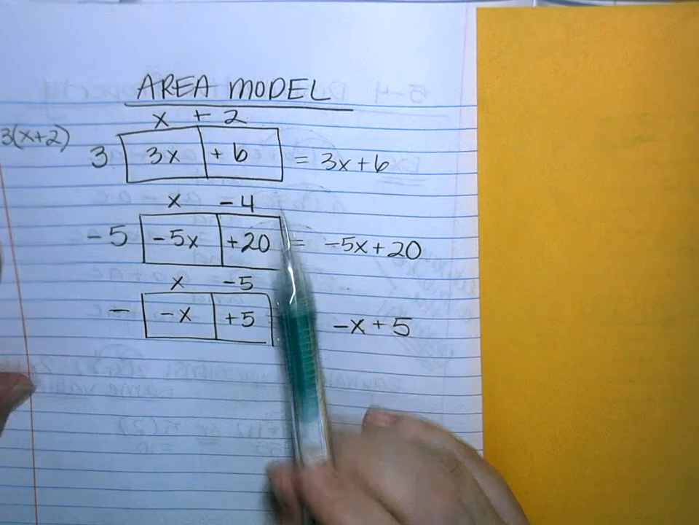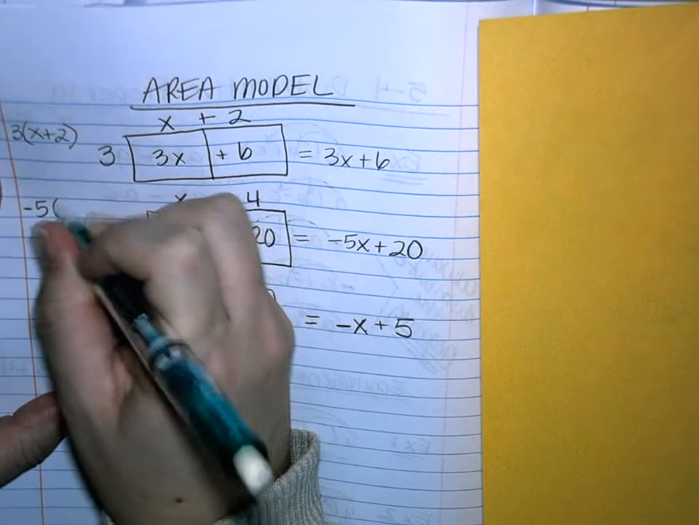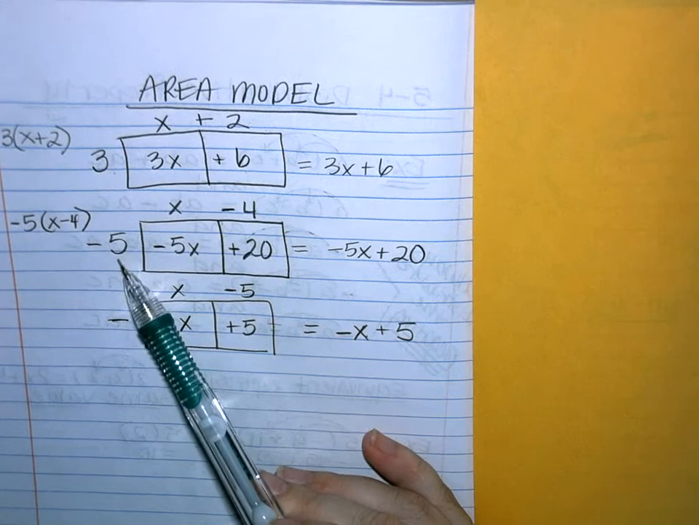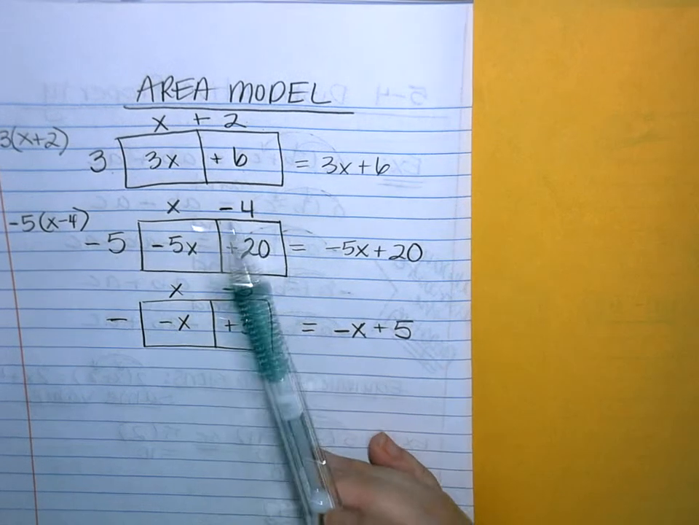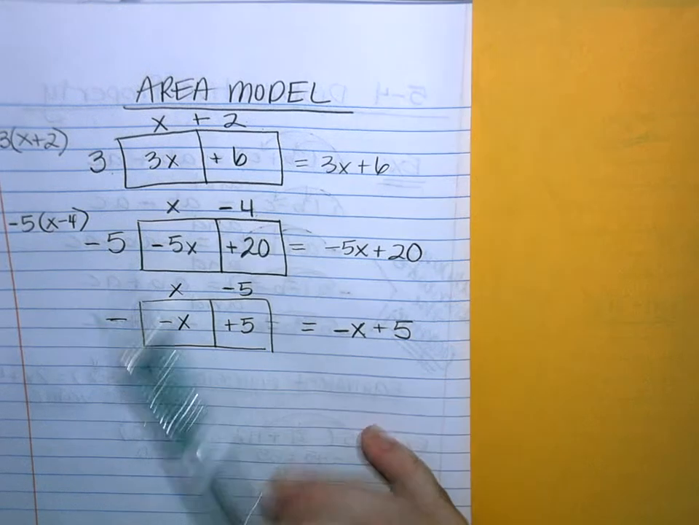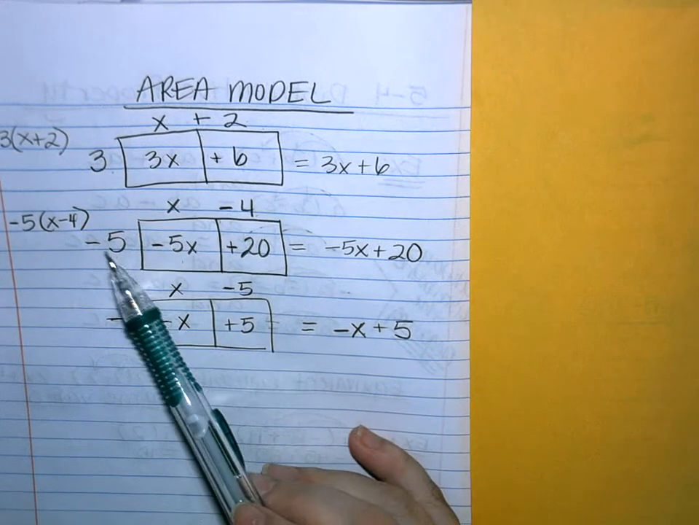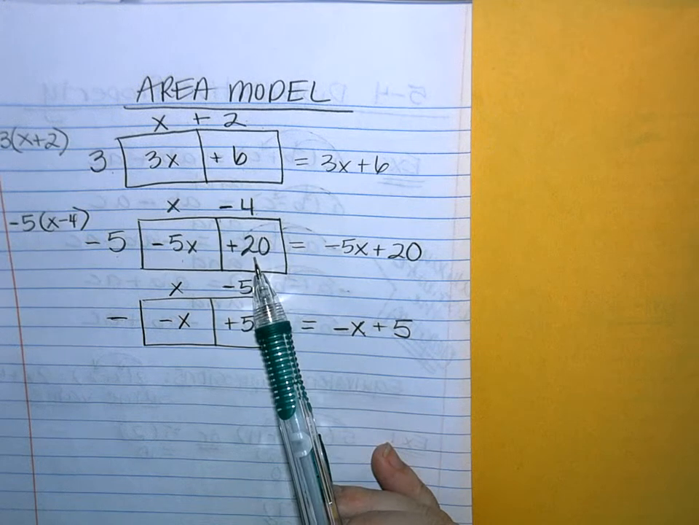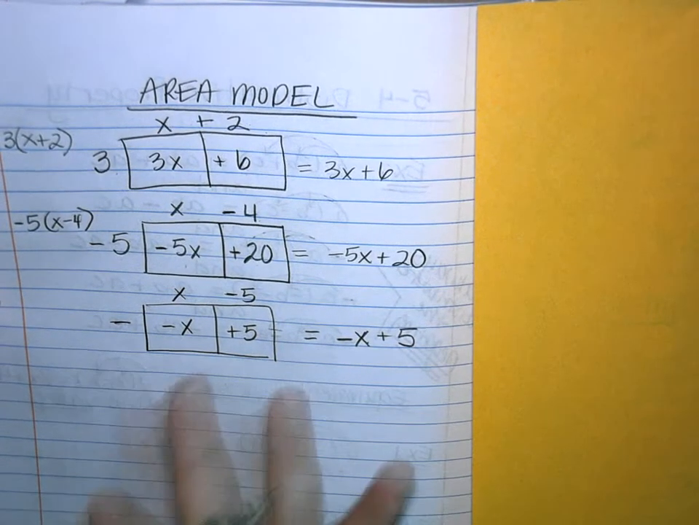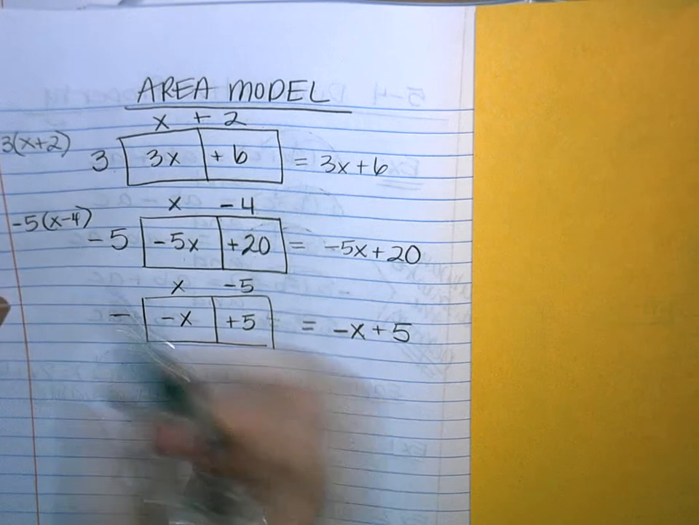And then the next one would be a negative 5 times x minus 4. So I put the negative 5 on the outside, the x minus 4 on the top. And then that's negative 5x. Negative times a negative is a positive. Some people like this better because it separates their work for them. But like I said, it's totally up to you if you want to use it or not.